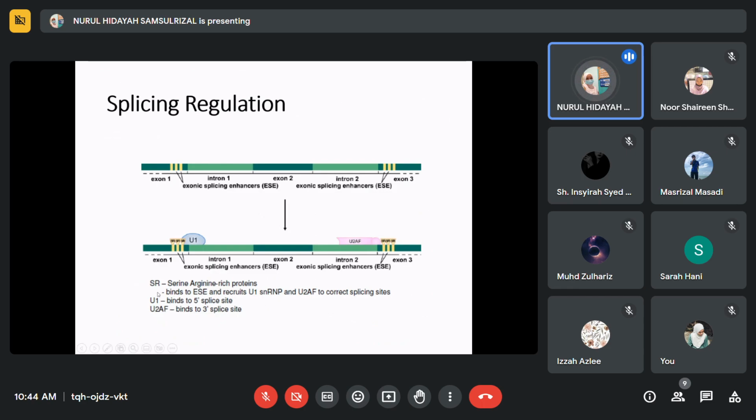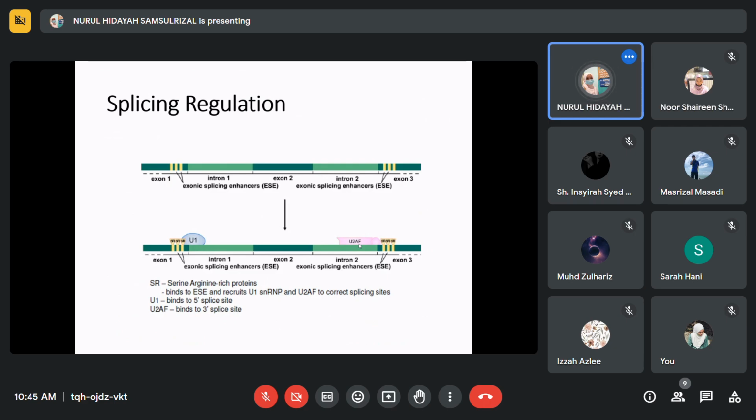We have serine arginine rich proteins, SR, which bind to the exonic splicing enhancer, ESE, and recruit U1, the small nuclear ribonucleoproteins, and U2AF to correct the splicing sites. U1 will bind to the 5 prime splice site, and U2AF will bind at the 3 prime splice site. So here you have U1 and then U2, together with the serine arginine rich proteins, before the process happens.